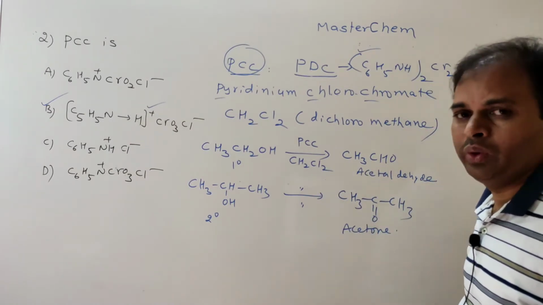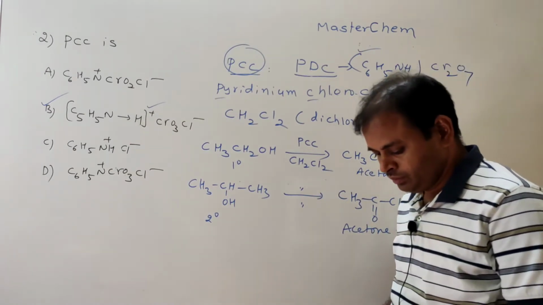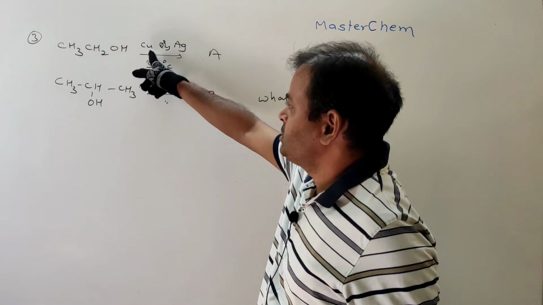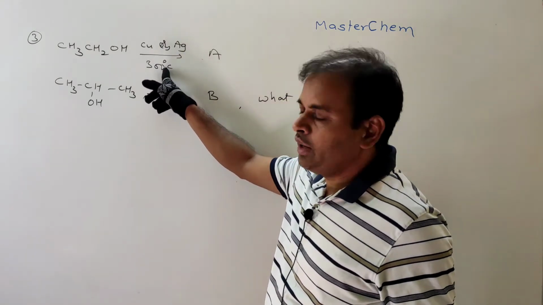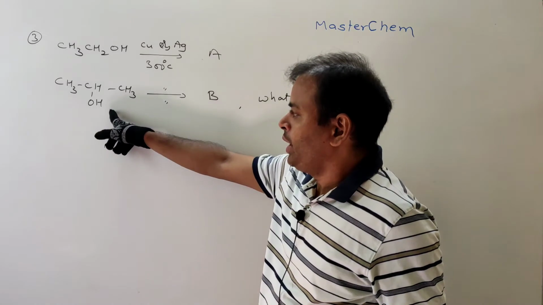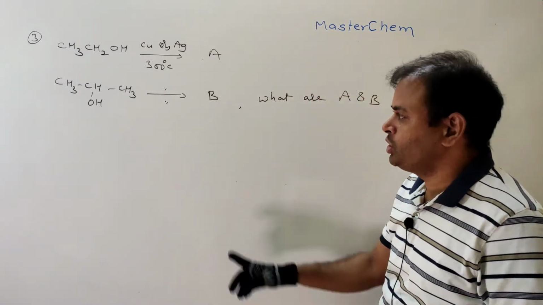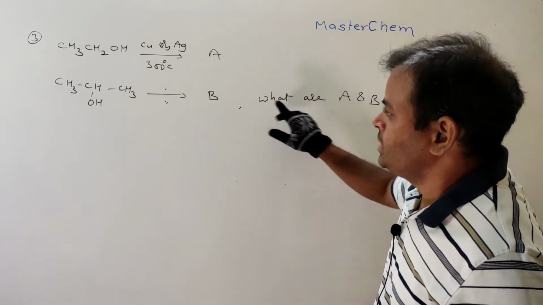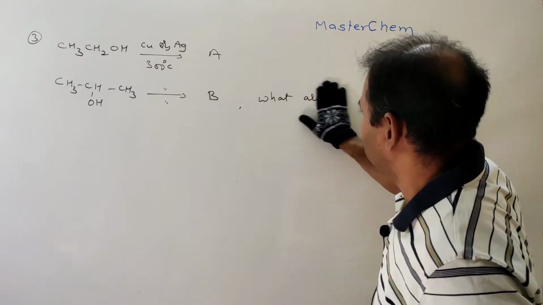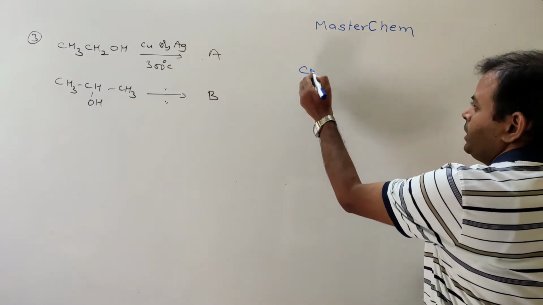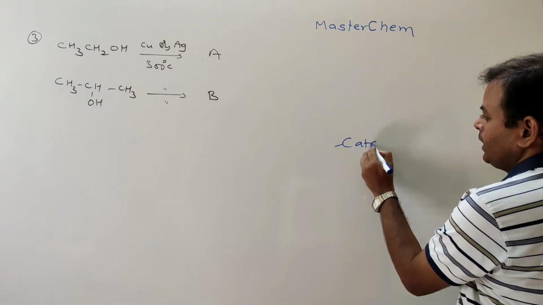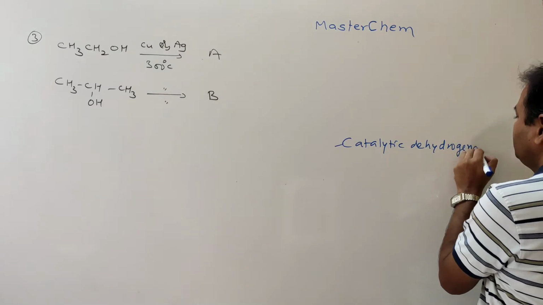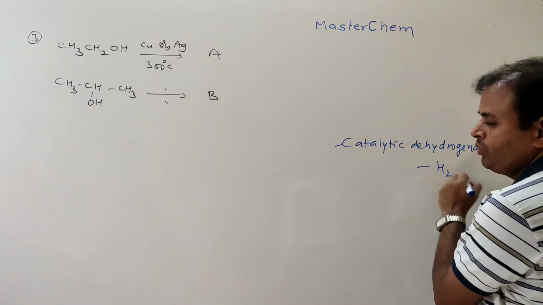Okay, let's move to the next question, the third one. Ethyl alcohol in the presence of copper or Ag at 300 degrees centigrade gives A, and now a secondary alcohol under the same conditions gives B. What are A and B? Here, this is in the presence of a catalyst. This reaction is known as catalytic dehydrogenation. Dehydrogenation means removal of H2.